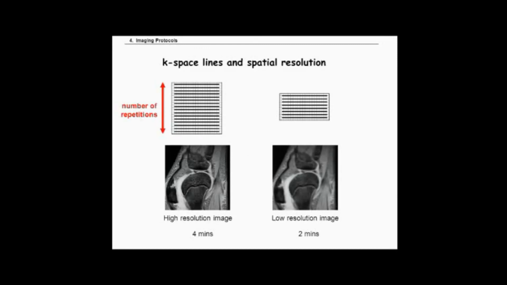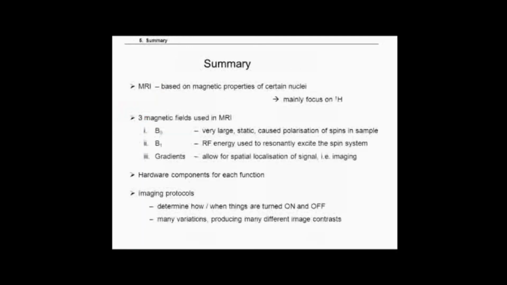I mentioned this is our K-space, our matrix of numbers. We've actually acquired a lot of data here, so we get a high-resolution image. It takes about 4 minutes. If we only acquired half of the K-space data, so it takes place in half the acquisition time, the image quality is that bit less. So this just illustrates that the longer you spend imaging, the better quality images you'll get.